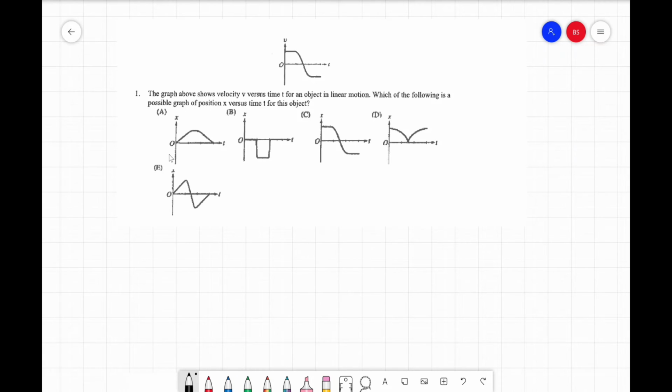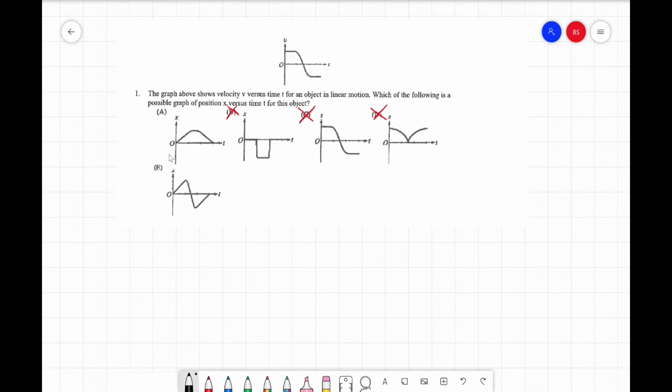for some time. We know that if the object's velocity is constant, that means that the displacement must be increasing at a linear rate. Looking at our options, we see that B, C, and D are not increasing at a linear rate, so all of them must be wrong.